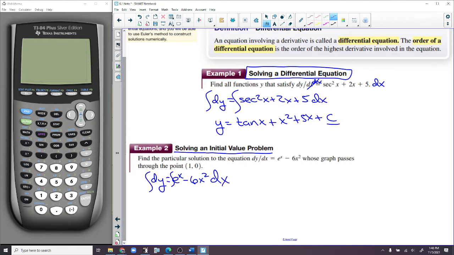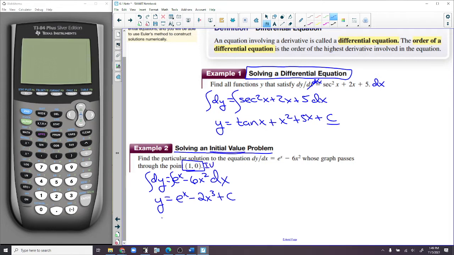The antiderivative is y equals e to the x minus 2x to the third plus c, plus some constant. Like I said, the derivative of the constant is 0. Well, now we have a point. We have what's called an initial value. There it is right there, a point on the curve.